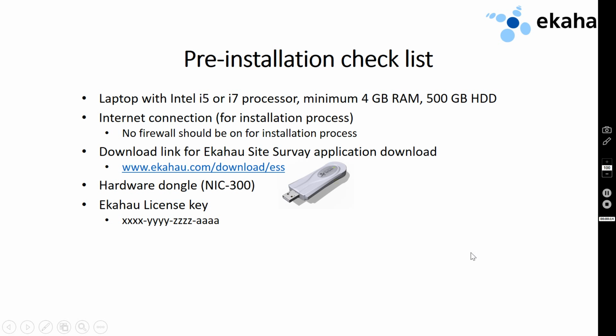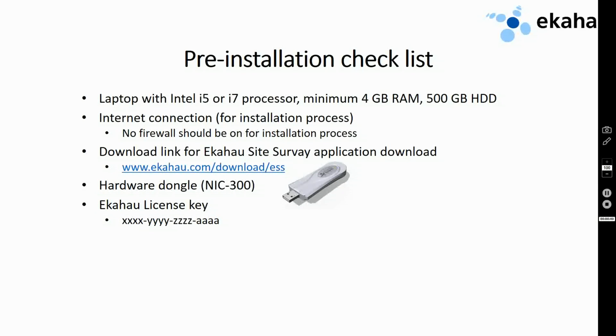First and foremost, you need to have a laptop with an Intel i5 or i7 processor, a minimum of 4 GB of RAM and 500 GB of hard disk space. Internet connection for the installation procedure is essential. Please ensure that there is no firewall interfering with the installation procedure. On laptops, the firewall should be brought down.